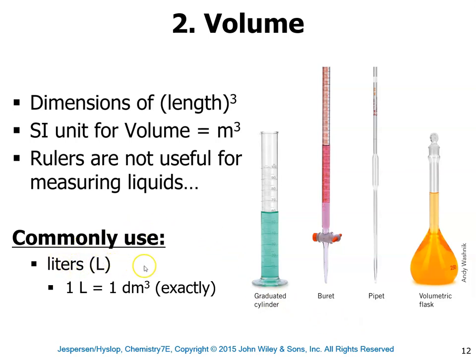More commonly, we're going to measure things in liters or milliliters. And so 1 liter is equal to 1 decimeter cubed. So these are exact conversion factors, but we'll mostly be talking in liters. And also milliliters, which is 1,000th the size in unit, right? So 1,000 milliliters is equal to 1 liter. This is another common form that's used, and that's equal to 1 centimeter cubed.